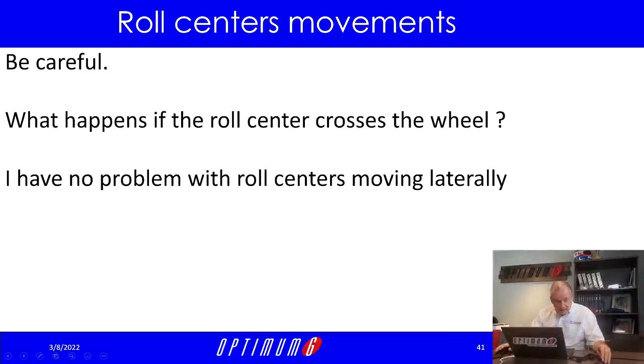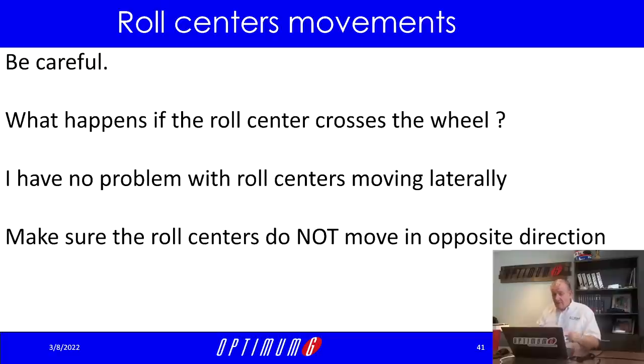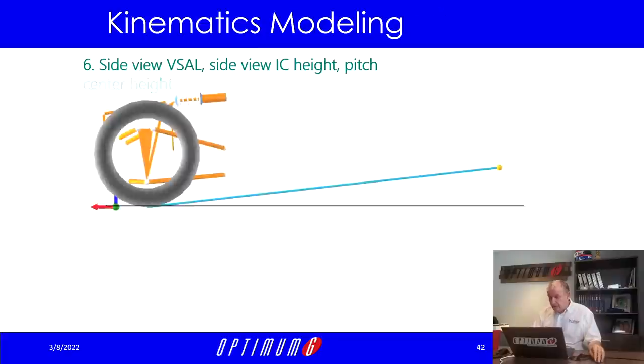On the other hand, I have no problem; it could actually be an advantage to have the roll center moving laterally, especially towards the inside. Be extremely careful that you don't have a roll axis with the front roll center going to the left and the rear roll center going to the right. Not good. All right, let's go further.